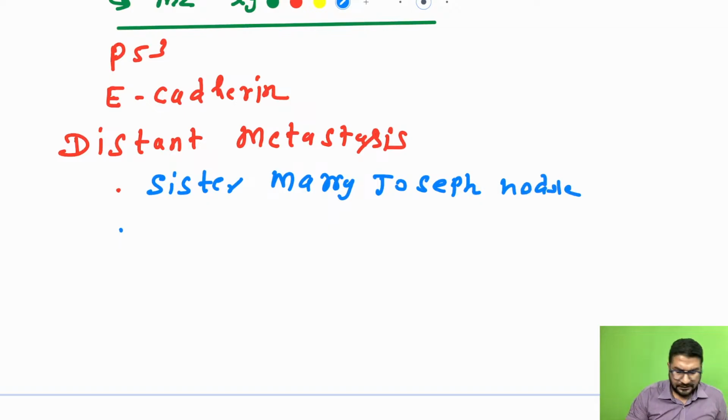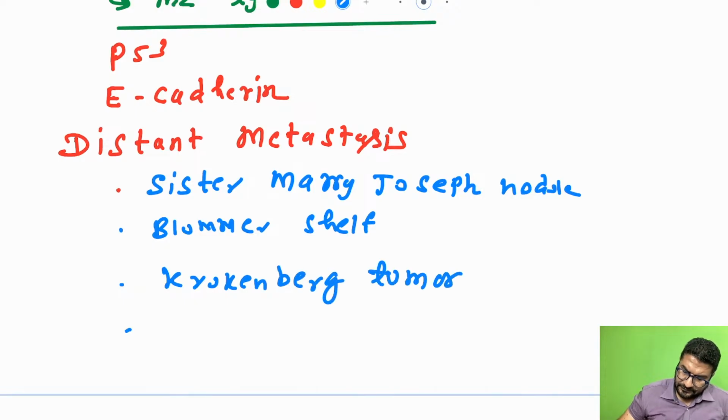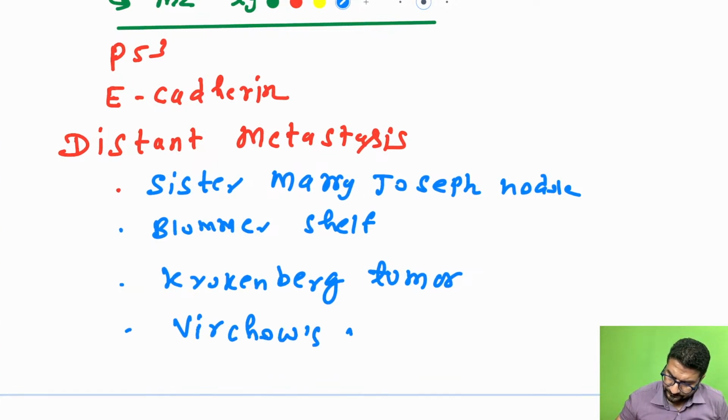It can go to pouch of Douglas, we call this Blumer shelf. It can go to ovaries, when it goes to ovary we call this Krukenberg tumor. Krukenberg tumor. And it can go to your left supraclavicular lymph node, we call this Virchow's node. Virchow's node. Done.